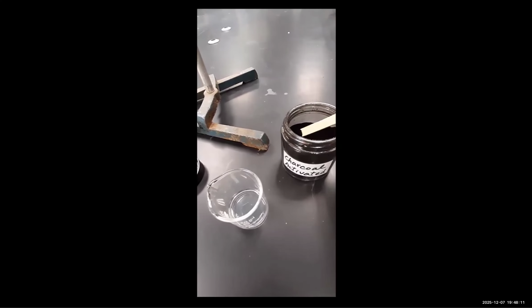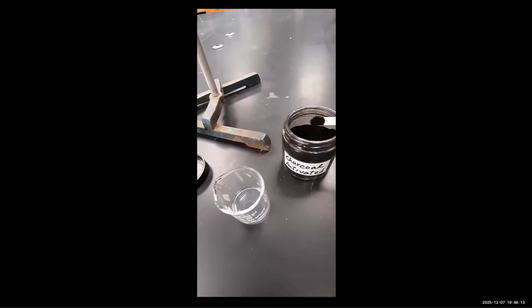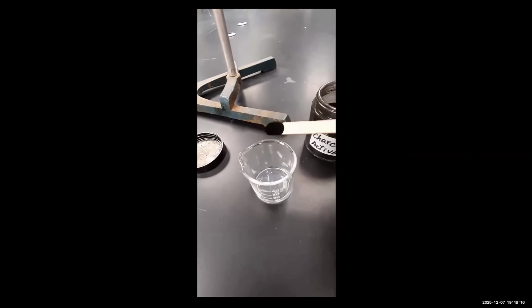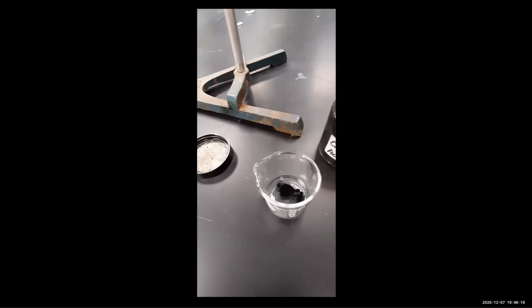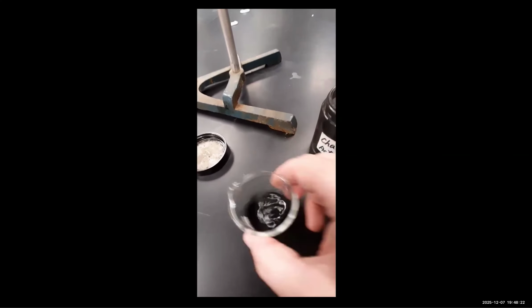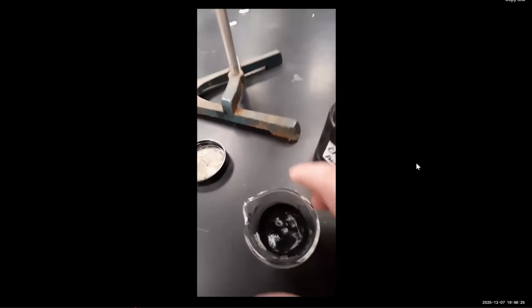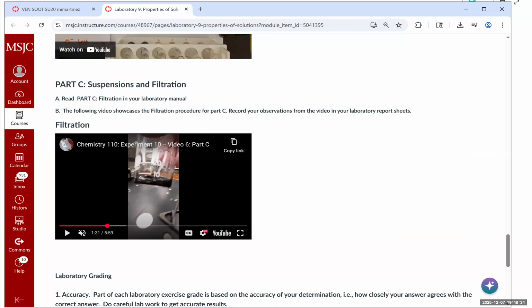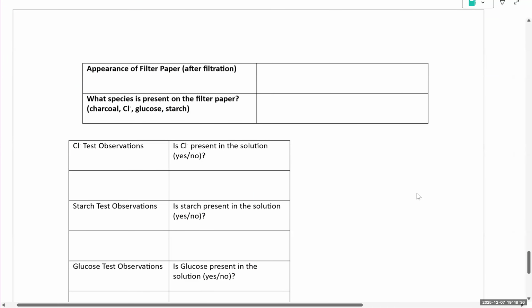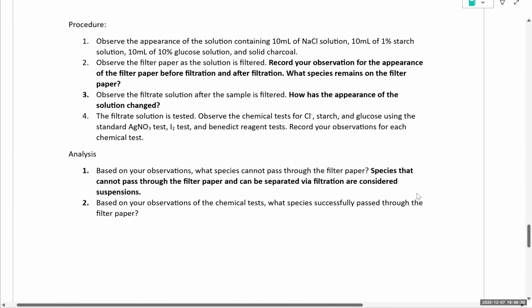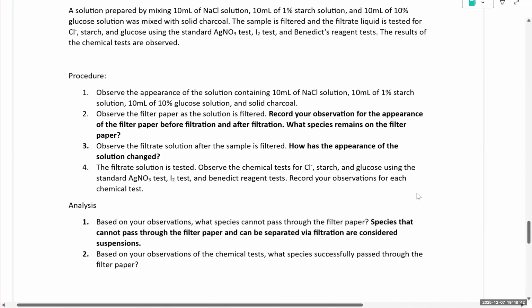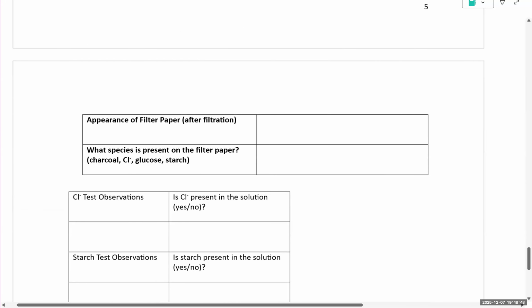So we have activated charcoal, and we're going to mix it with our solution of chloride, glucose, and starch. We're going to note the appearance of this solution. So we see that there are a large amount of charcoal particles and the solution appears black. We're going to pay special attention as we filter the sample. How does the filter paper look after we filter this sample?